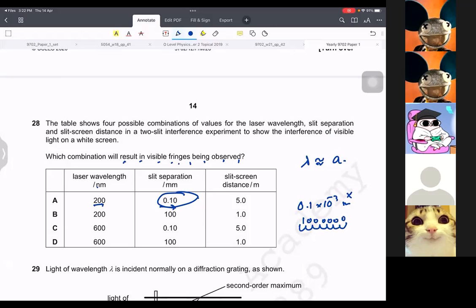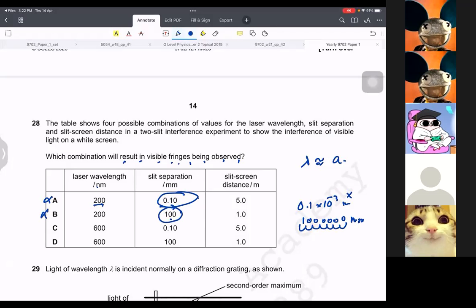Okay. So this will be this much nanometer. And that is going to be 200. So there's a huge difference. A cannot be correct. Now here it is, this is an even bigger difference. So this cannot be correct. Now let's check this one.